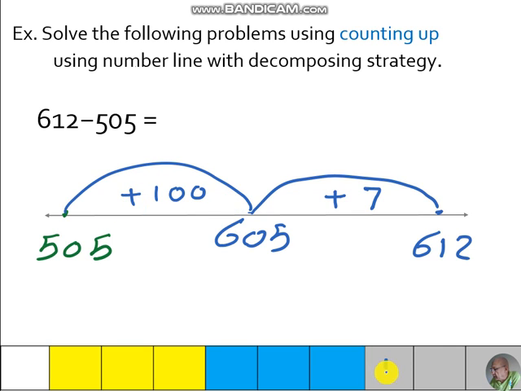100 means 1 in the 100 place, and 7 is the 1, and nothing here. I write 0, and this is the answer.